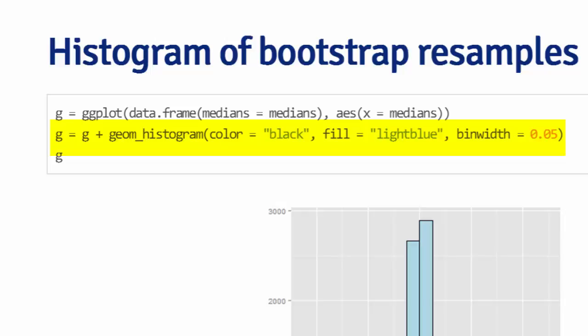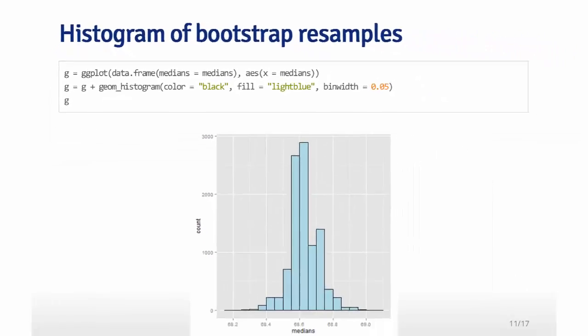The black means the outside of the bars are black. Fill being light blue means I wanted the inside of the bars to be light blue. And bin width sets the width of the bins used to create my histogram. Then I type g to actually show the plot.